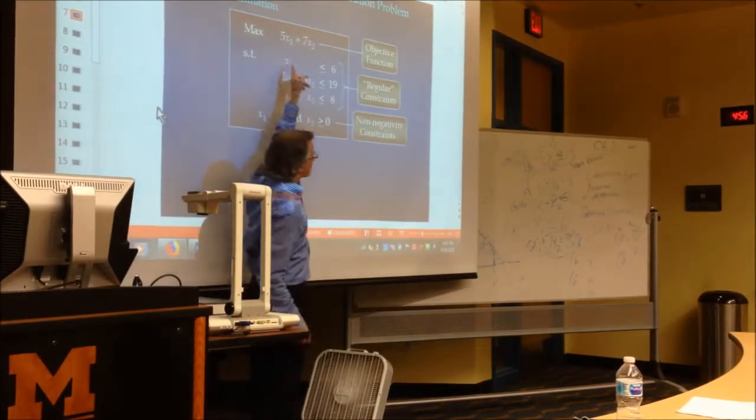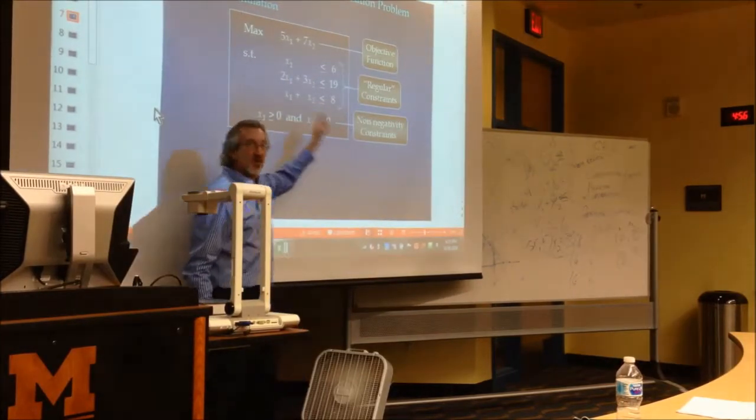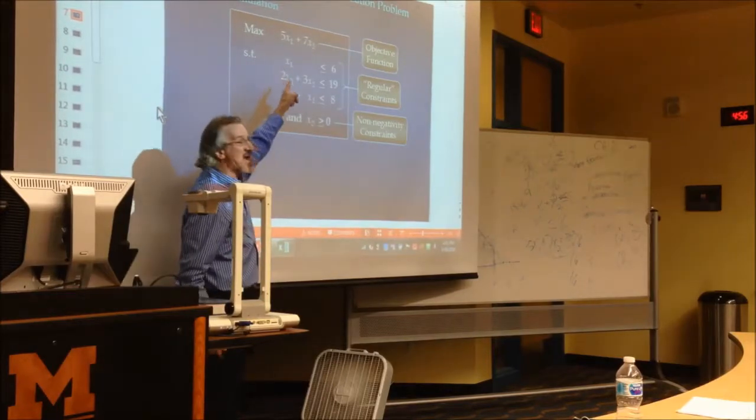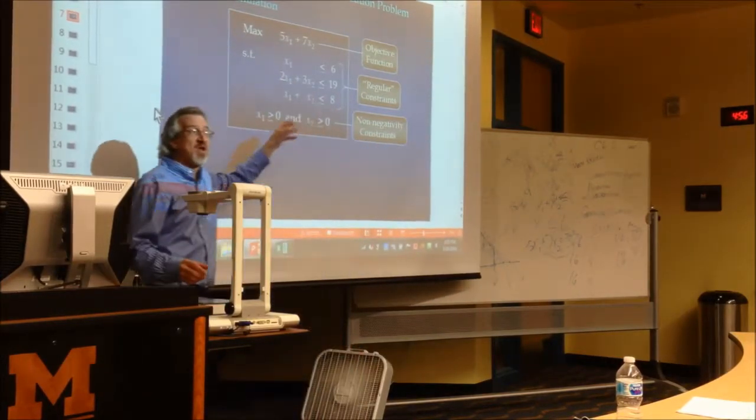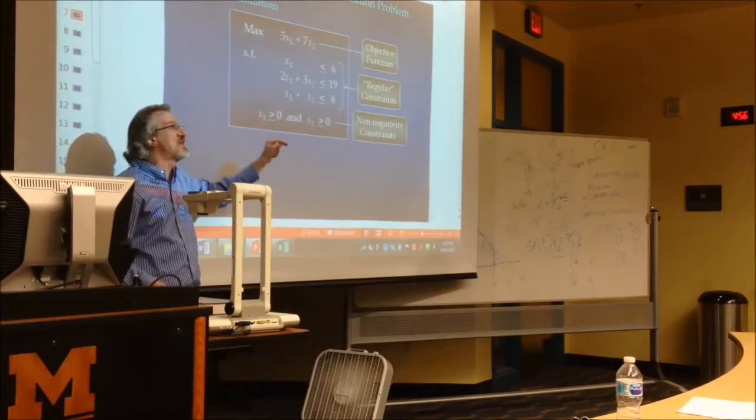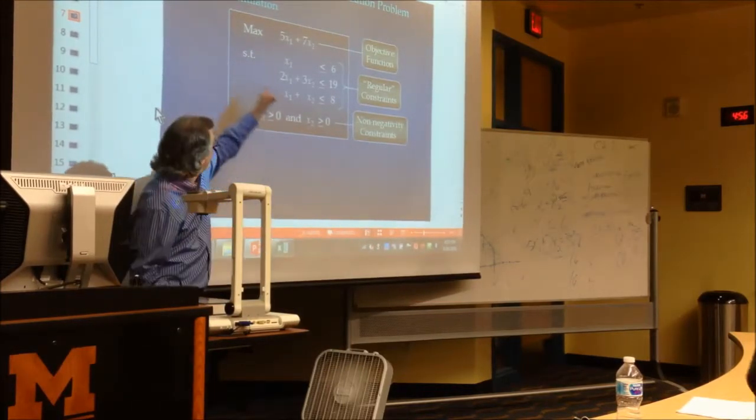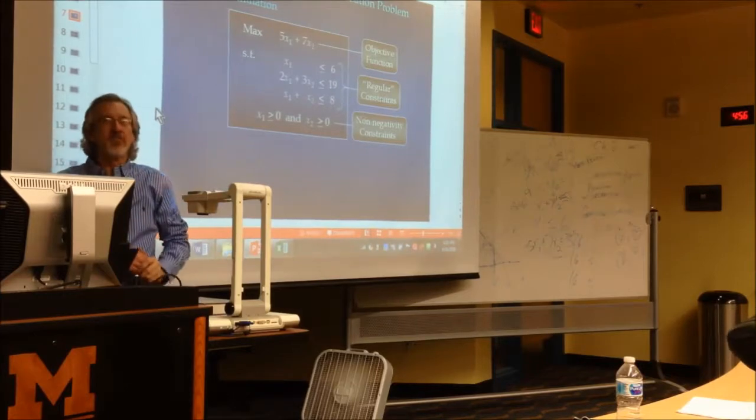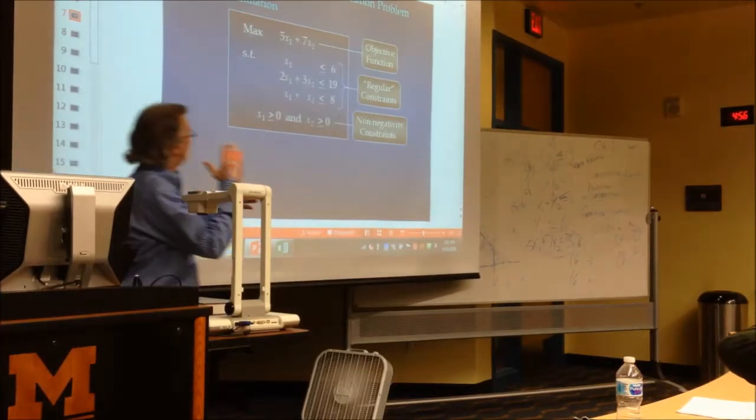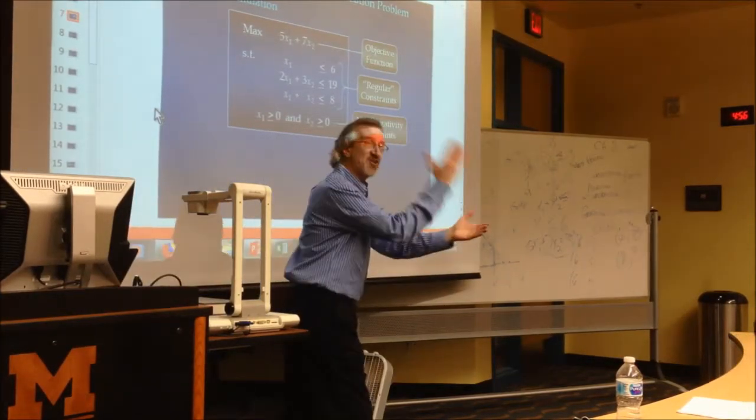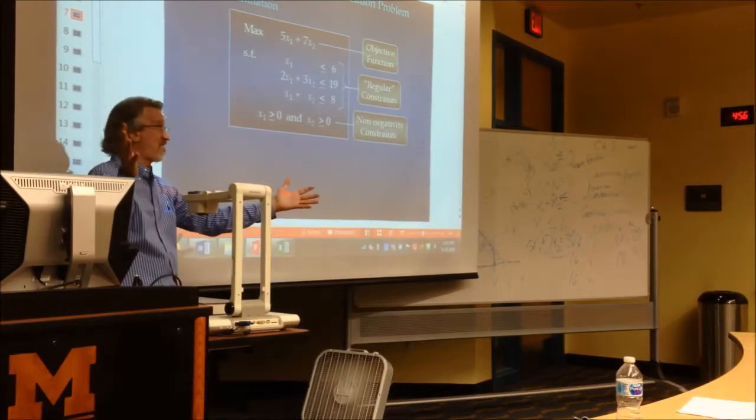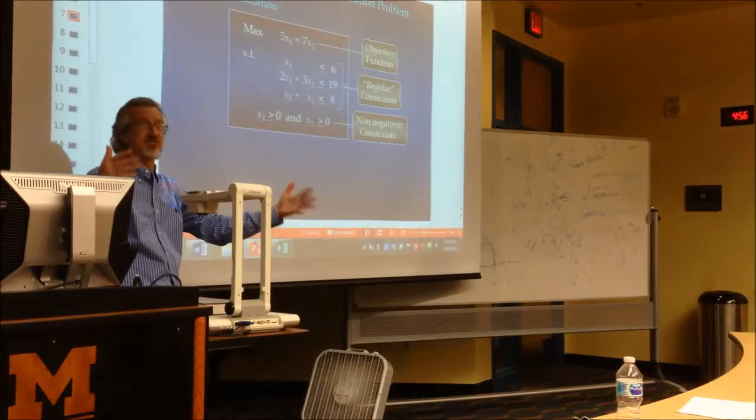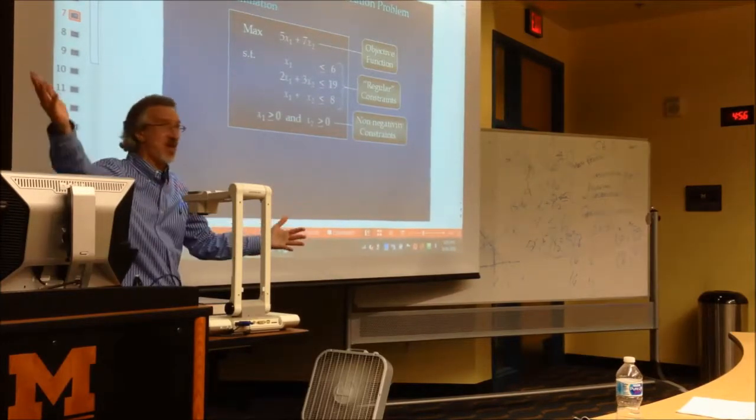5 times, what's the optimal solution for x1? 5? 5 times 5 is 25. 7 times, what's the optimal solution for x2? 3? 3 times 7 is 21. 25 plus 21 is 46. If 5 and 7 are representing profit, we're scheduling 5 x1s, 3 x2s for this next week's production, and our maximum profit we can achieve is 46, this is in thousands, $46,000.